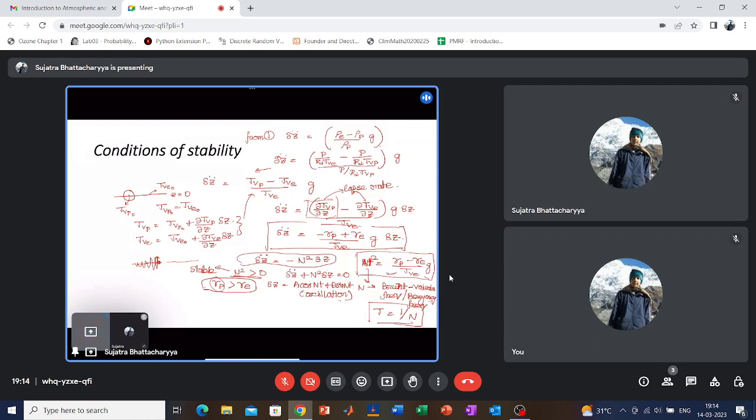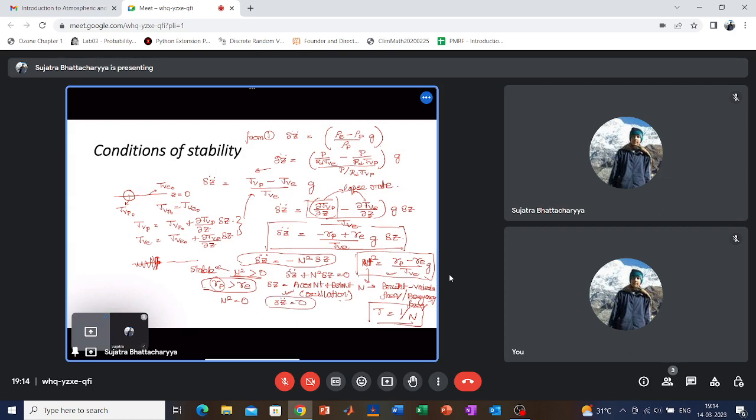It goes down, it goes further down, but again it has some effect. Again it will go up. Like that it will oscillate. That's why we are getting this oscillatory solution. Second thing is that if n square is equal to 0, nothing, delta z will be 0, nothing will be there.